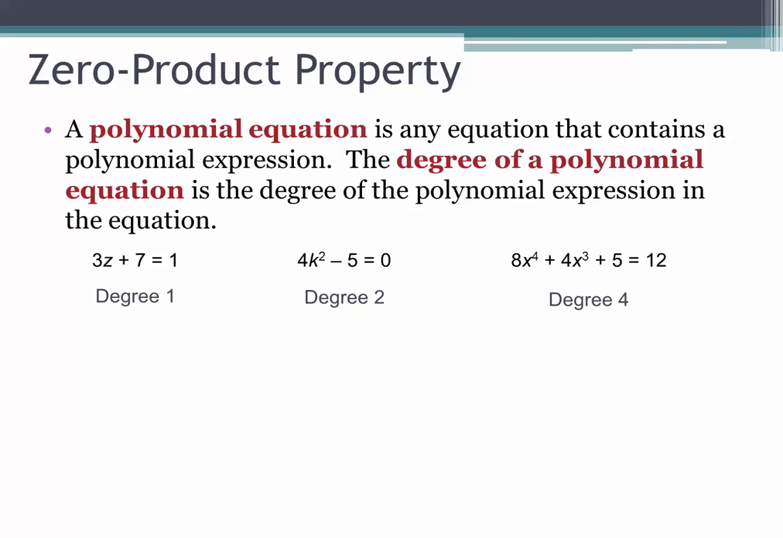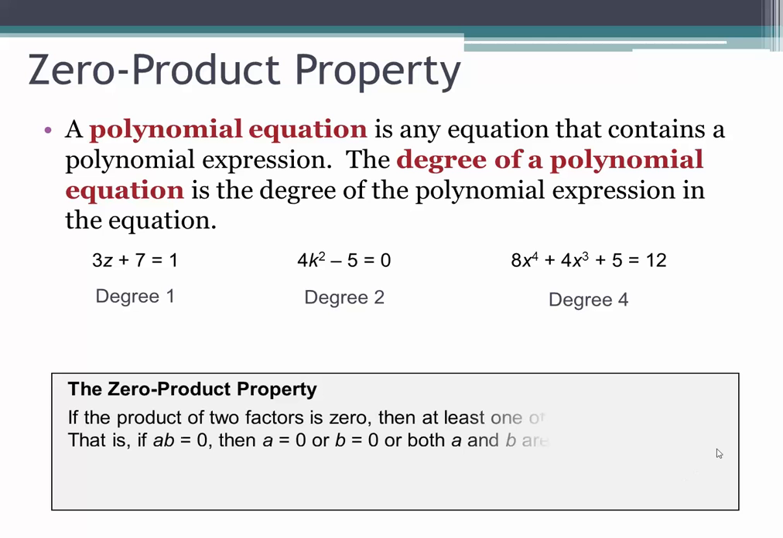So 3z plus 7 equals 1 has a degree of 1 because the highest exponent on our variable z is a 1. So that makes it a degree 1. For 4k squared minus 5 equals 0, the variable here is k, and the largest exponent is a 2, making this a degree 2 polynomial. 8x to the 4th plus 4x cubed plus 5 equals 12. The largest exponent on our variable x is a 4, making this a degree 4 polynomial.